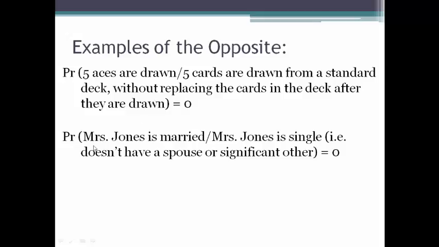Similarly, the claim that Mrs. Jones is married is 0 if it's on the evidence that Mrs. Jones is single. That is, if she doesn't have a spouse or significant other. If you're not with anybody, you can't be married.